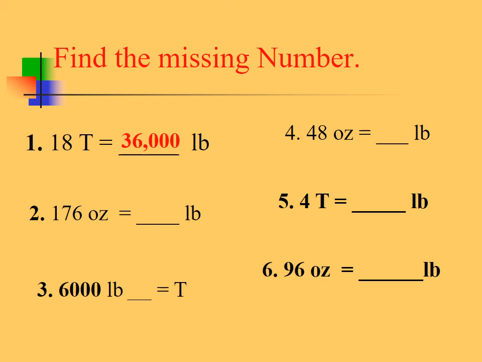Number two, 176 ounces equals blank pounds. Are we going from larger to smaller or smaller to larger? We're going from ounces to pounds, which means that ounces is smaller than pounds, so we have to divide. So how many ounces equal a pound? 16. Therefore, we divide 16 into 176, and our answer will be 11.